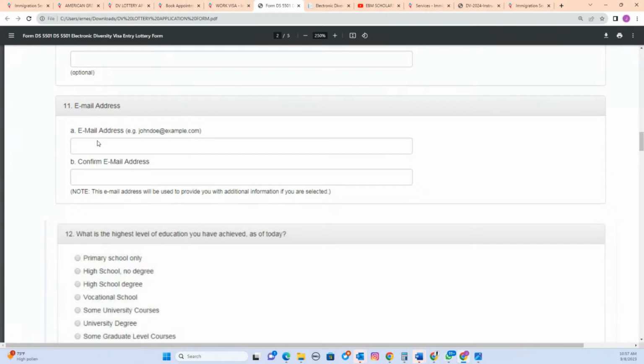Make sure you use the correct email address. If you want to use the email of another person, make sure you know the person. Let's say if you are the wife, use your husband or your brother. It's better to use a close relative or the person you trust the most. But my advice is to use your own email address. It's very important because this email will be used to provide additional information if needed, when you're selected.